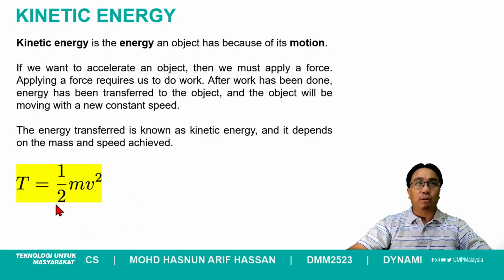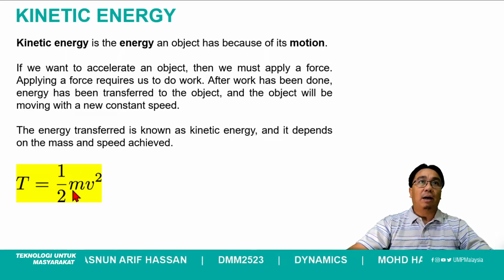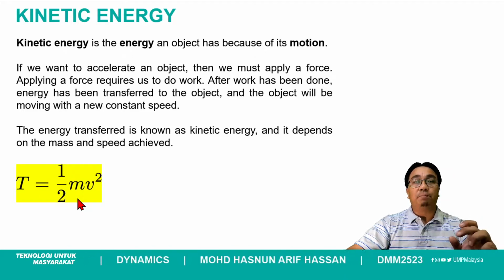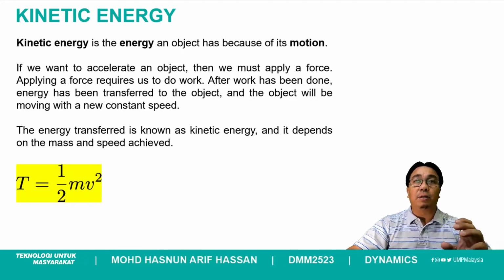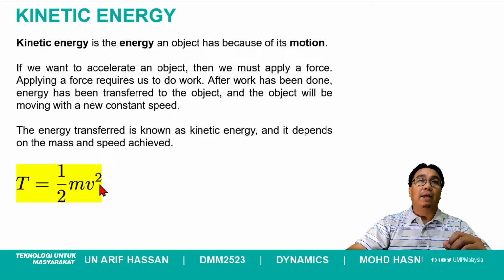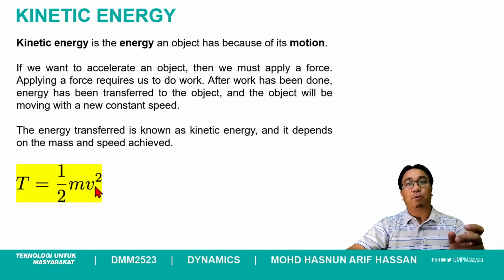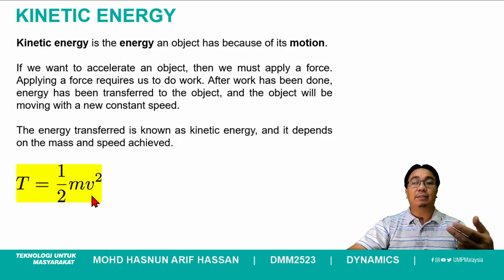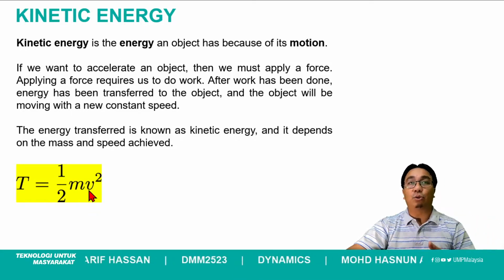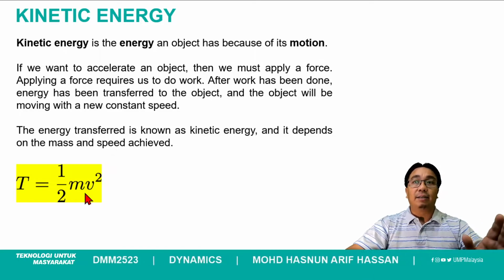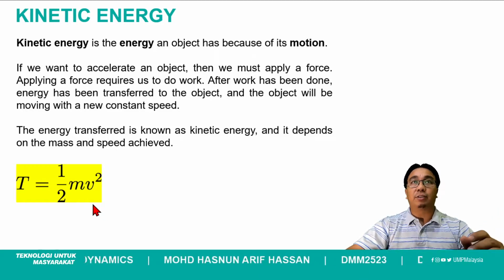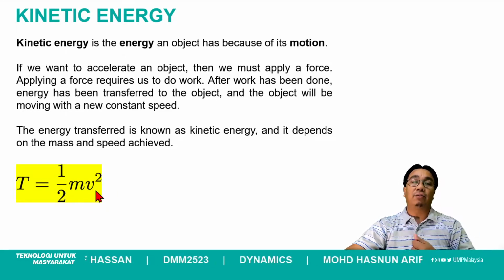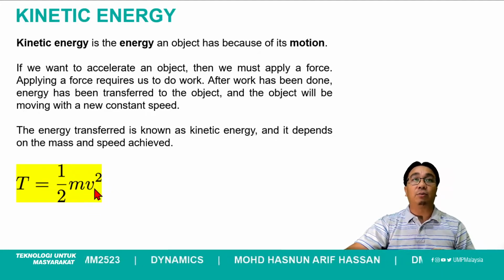If you look at this formula here, half times the mass of a particle, the mass of an object will always be positive. Tak akan ada berat sesuatu benda yang negatif. Berat mesti positif. And then we have velocity. Velocity boleh jadi positif, boleh jadi negatif, because velocity is a vector which has direction. So direction ini bergantung kepada the axis. If the direction of velocity is in the positive direction of the axis, then velocity will be positive. Kalau velocity is in the opposite direction, velocity will be negative.